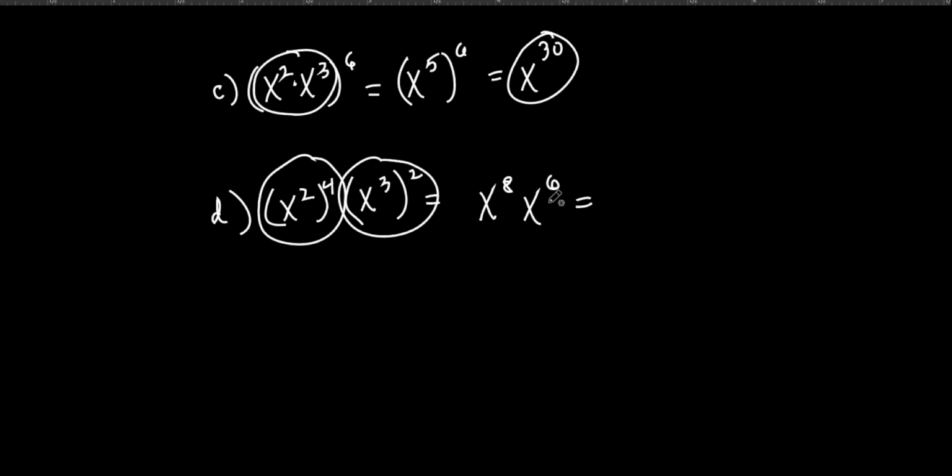Now, you multiply these together. If there's no dot, that means you automatically multiply them together. Okay, I'll just put a dot right there. They're multiplied together. So the rule is it's the product rule. So you keep the base the same, and you add the exponents in this situation. 8 and 6 is 14. So that is x to the 14.